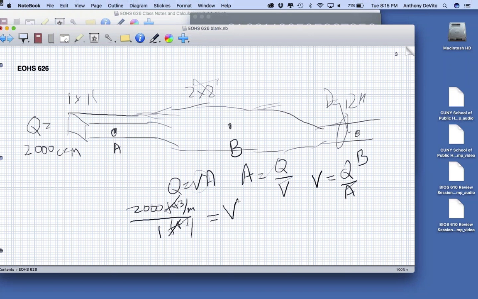Two by two. So the cross-sectional area is four square feet. So you don't even have to use a pencil, right? 500 feet per minute. Everybody's on the same page with that, right? We're all okay? Okay. What about that circular duct at the end?